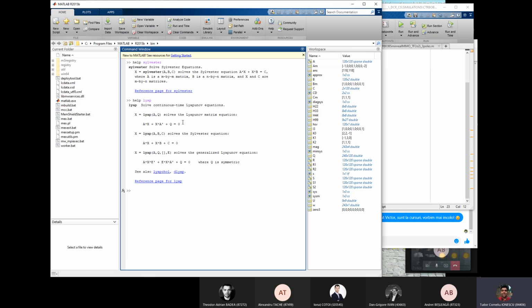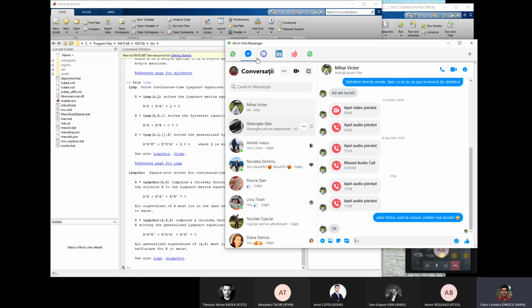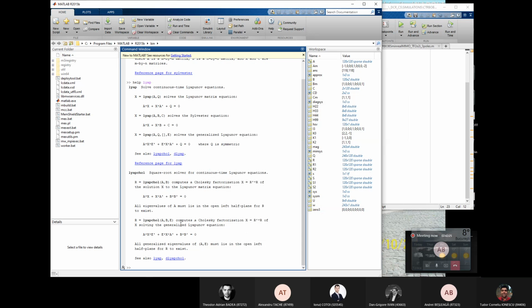For the Lyapunov equations, you also have the function lyapchol. lyapchol solves the Lyapunov equation based on the Cholesky factorization. I hope you remember from numerical methods what a Cholesky factorization is. If you don't remember, this is a triangular factorization with triangular factors, which can help to solve this equation in an easier fashion.